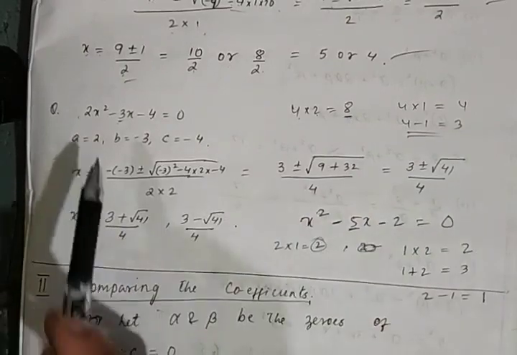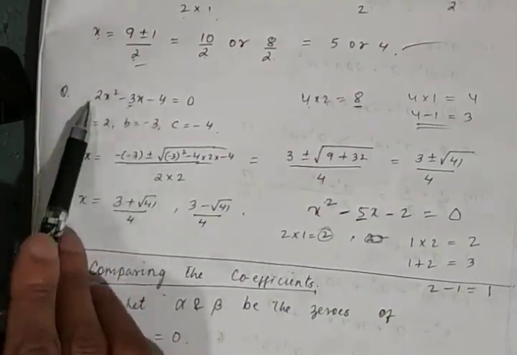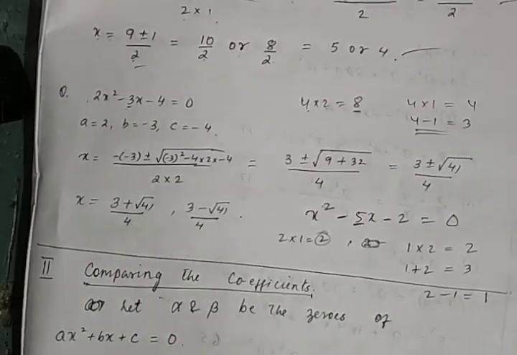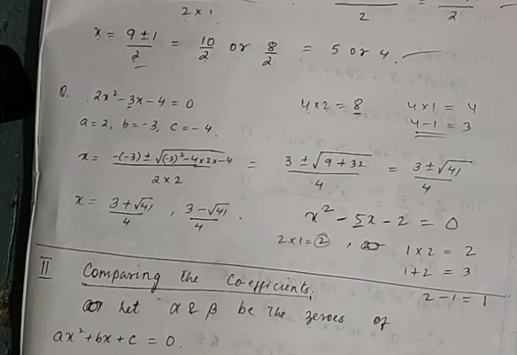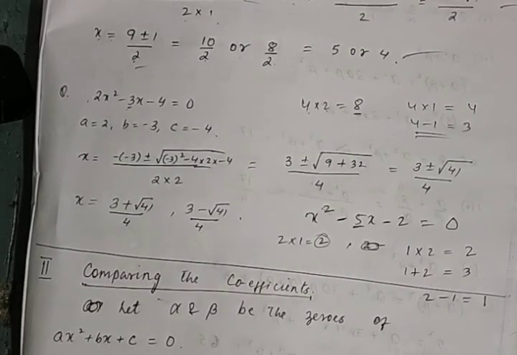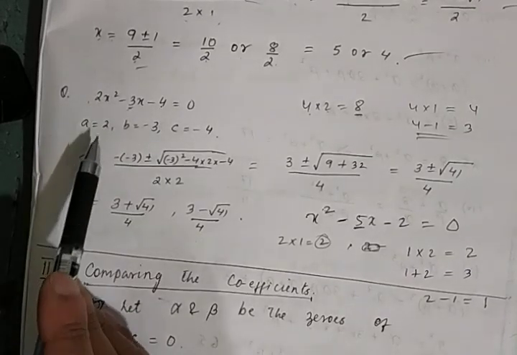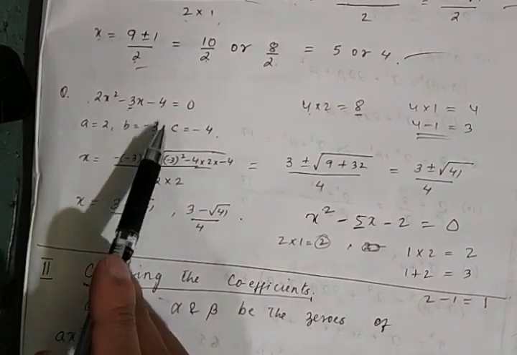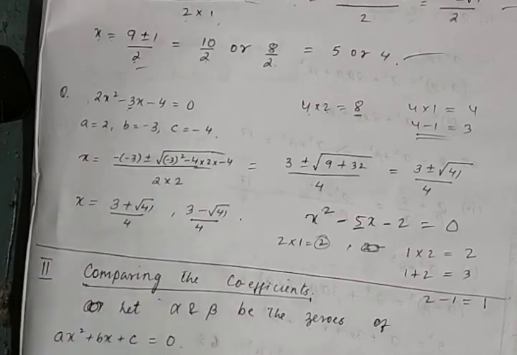So let's see another question again. So here splitting is possible. You can split the middle term, no problem. But where splitting is not possible, this quadratic formula will help you. So check here, what is a? A is 2, b is minus 3 and c is minus 4.